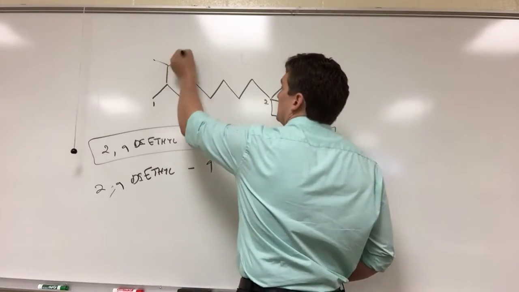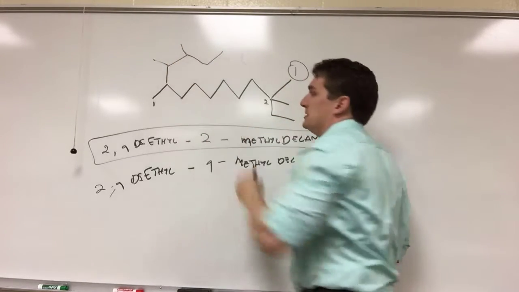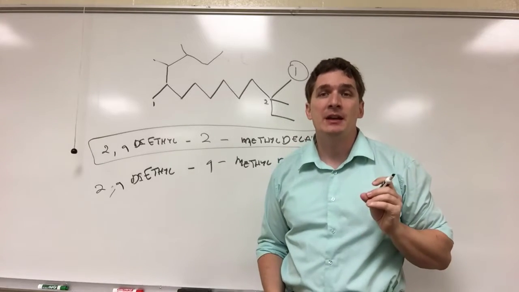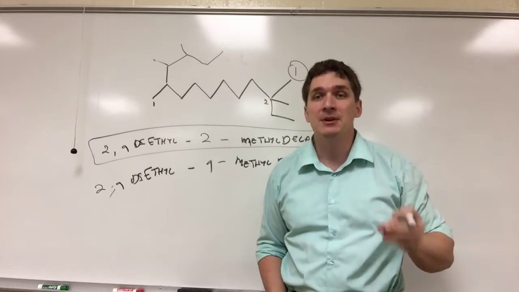Let's say we start doing branches that look like this. What do we do? So I'll talk about that in the next video, if you have an alkyl group that is actually branched coming off the parent chain.